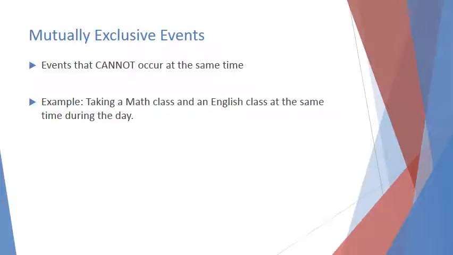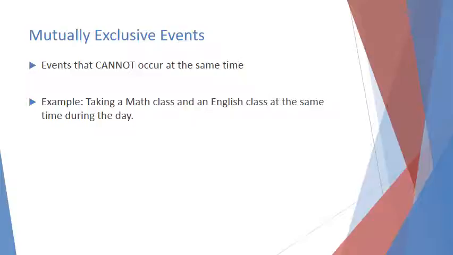So I want to review two very important terms before we get moving on to the examples. The first one is mutually exclusive events. Mutually exclusive events are events that cannot occur at the same time. So it's impossible for them to both occur at the same time. An example would be taking a math class and an English class at the same time during the day. If it's your period 1 class, it's not going to be a math and an English class. It's either a math or it's an English. They can't occur at the same time.